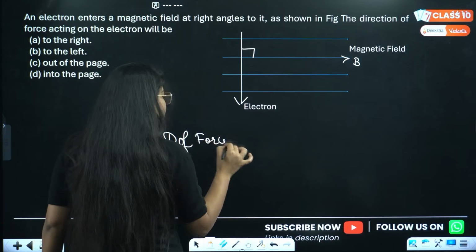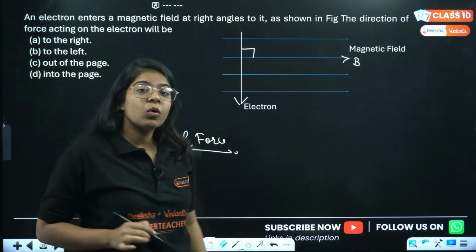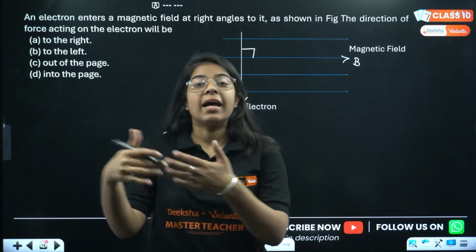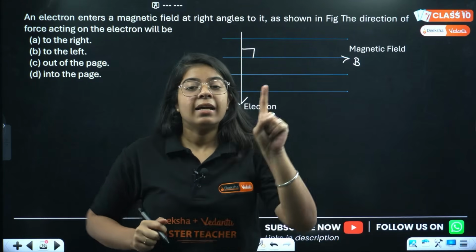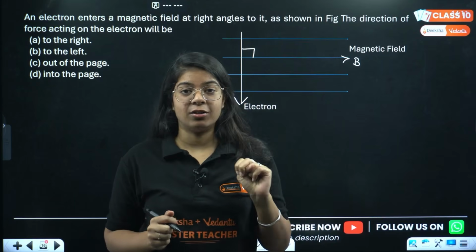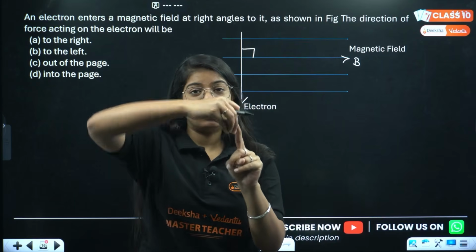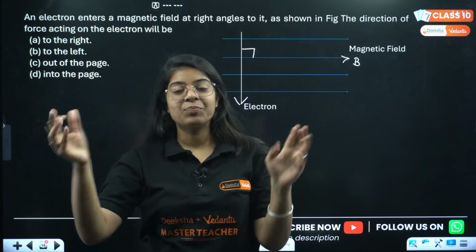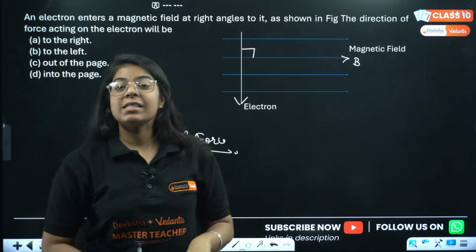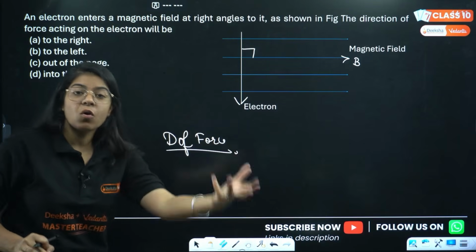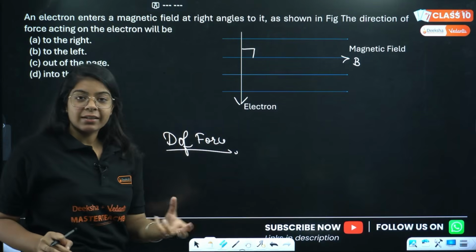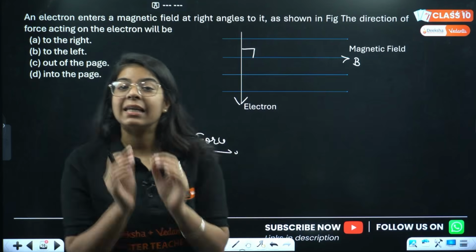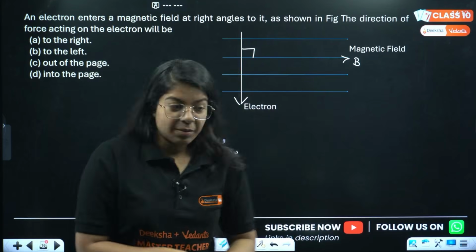Now, my friends, my kids, what rule do we use to find the direction of force? There are two rules, right hand thumb rule, Fleming's left hand rule. Now from Fleming's F, we know force, F. So Fleming left hand rule is used to find the direction of force on a current carrying conductor or a charge moving in a magnetic field. This concept is very important.